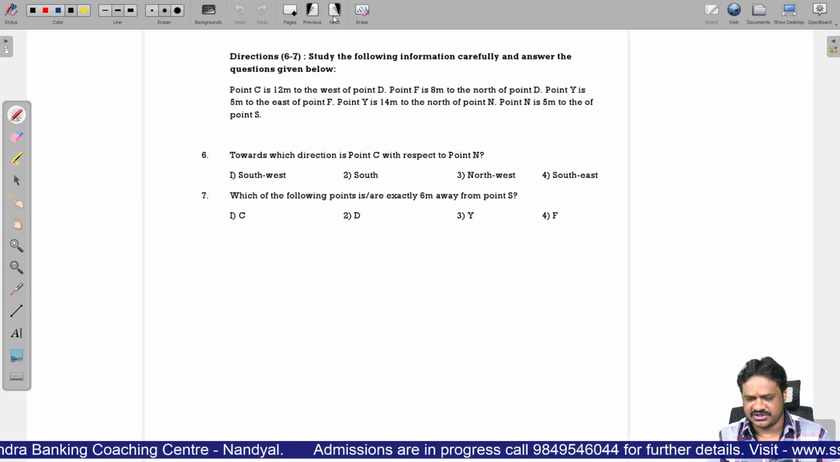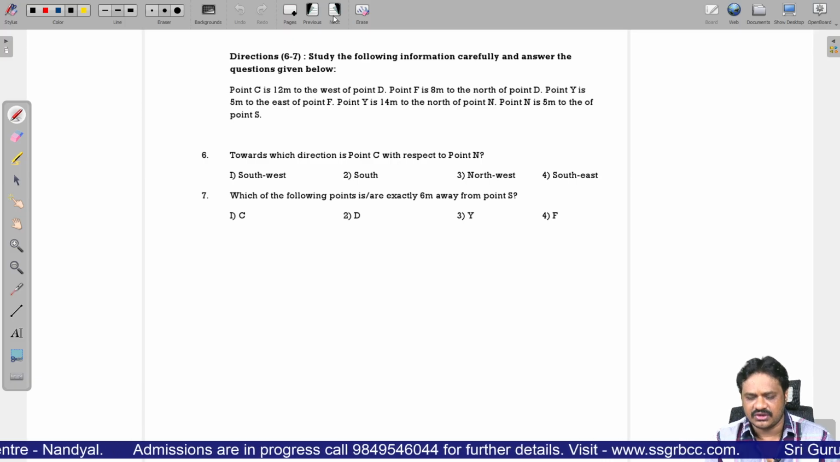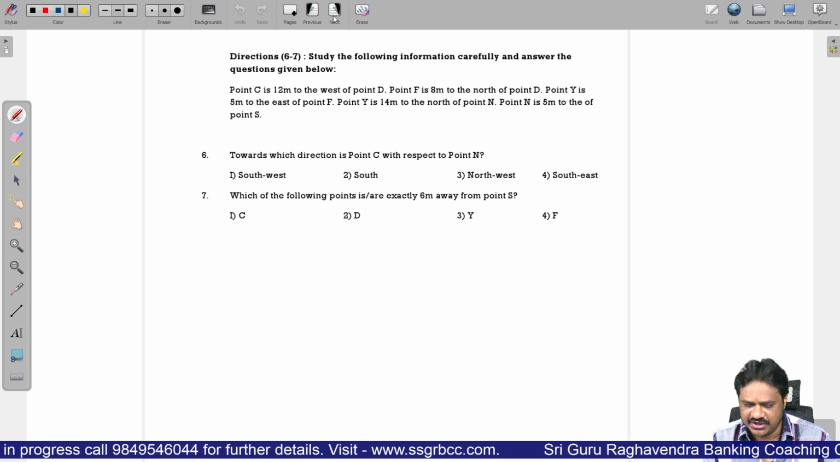Let us see the next one, 6 to 7. Study the following information carefully, then answer the questions. Point C is 12 meters to the west of D. Point F is 8 meters to the north of D. Point Y is 5 meters to the east of F. Point Y is 14 meters to the north of N.